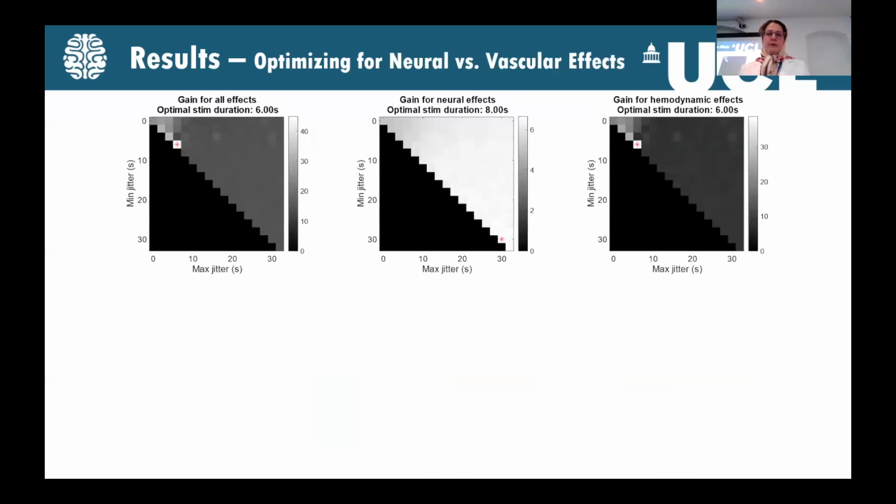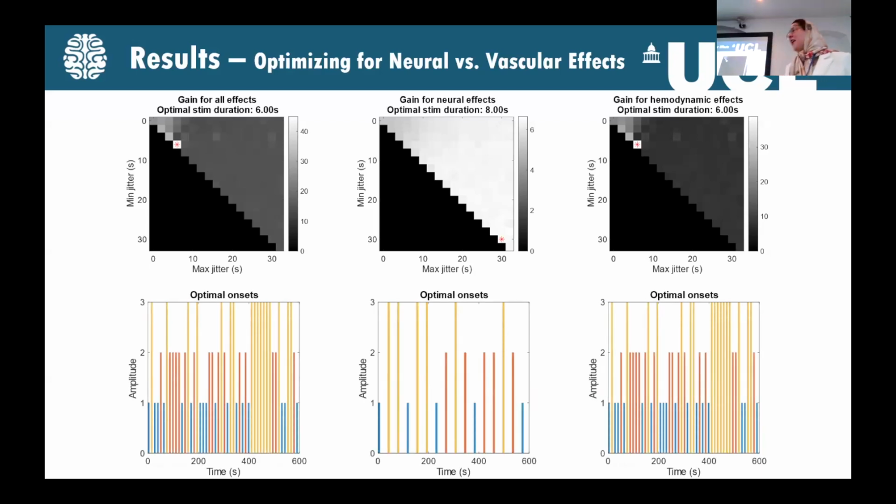As you can see, if you are looking for detecting the nonlinearities, then short jittered designs would win. Here we are looking at the results obtained from the hemodynamic model. These are the heat maps of information gain for three effects of interest: all effects, neural effects, and hemodynamic vascular effects. And here are the optimal stimulus timing. So as you can see, if we are using a richer model and pair it with optimized stimulus timing, then we can tease apart the neural and vascular contributions in the BOLD signal.